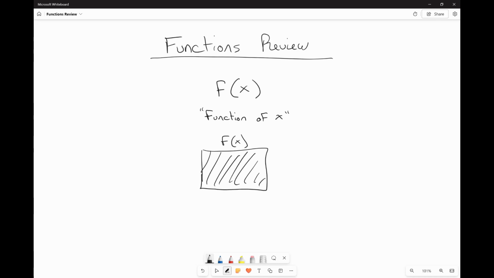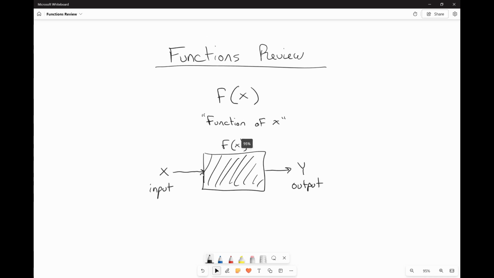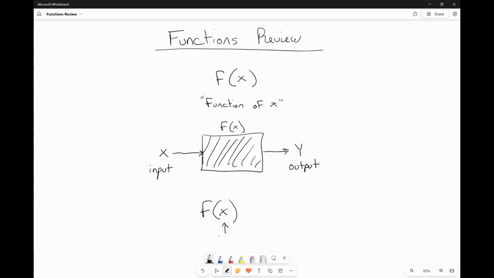A function is something that takes an input, which I use the letter x to represent. It takes an input, and it does something to that input to produce an output, which oftentimes we'll use the letter y to represent. So a function takes an input and spits out an output. That's a function. Now in math, what this typically means is that we will have a function. It takes an input x. The input always goes in there.